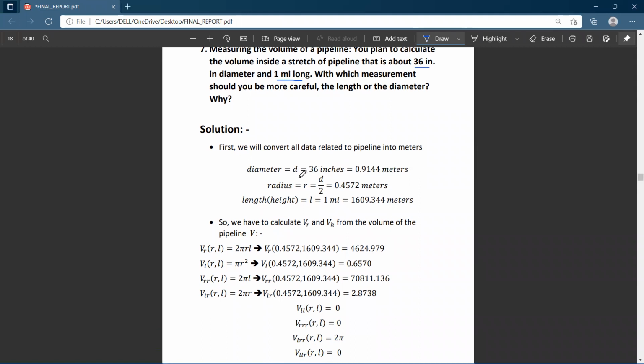The diameter, 36 inches, is equal to 0.9144 meters. The radius is the diameter divided by 2, so dividing by 2, we get 0.4572 meters, and the length is 1 mile. Converting it into meters, it is 1609.344 meters.